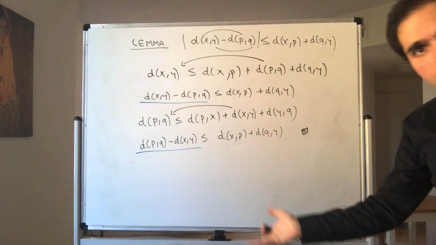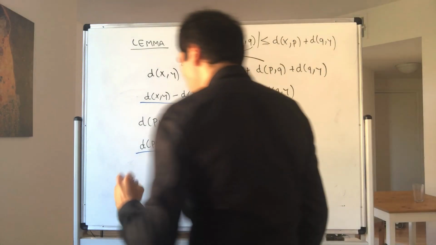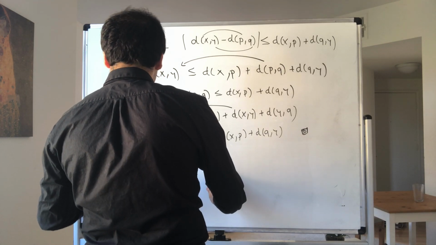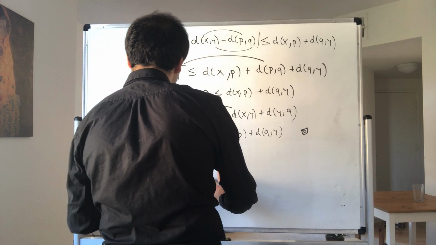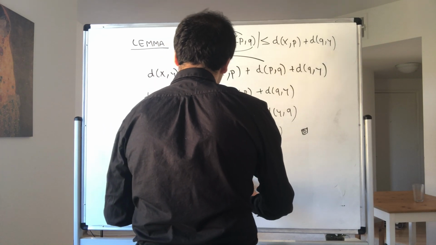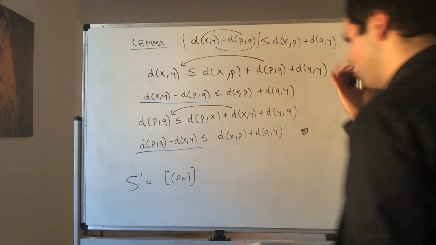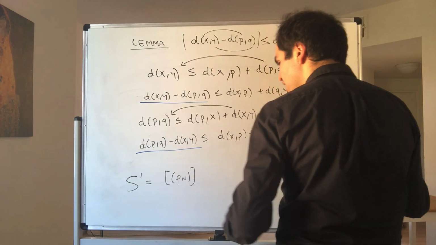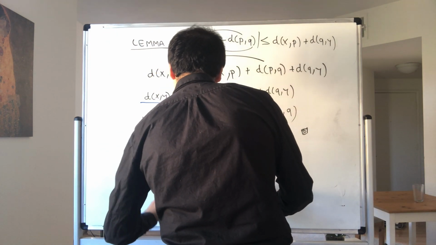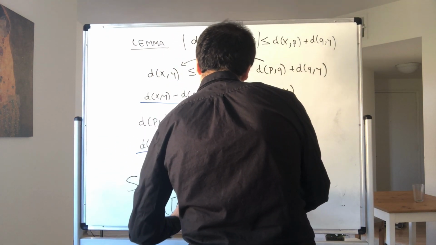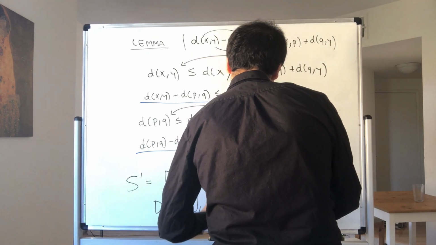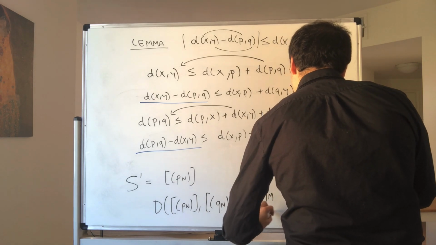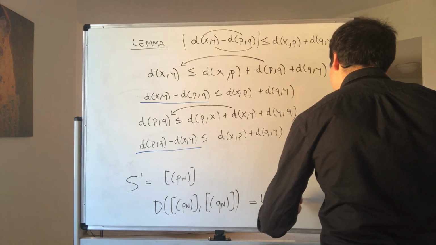And now let's continue with our step 2. So now what we want to do, we want to define the following metric. So again, S prime was just the equivalence classes of Cauchy sequences, where Pn is Cauchy in S. And now define the following thing. Define the distance between Pn and Qn to just be the limit as n goes to infinity of the distance of Pn, Qn.